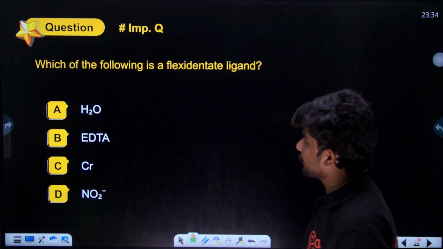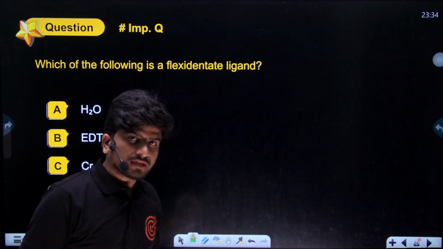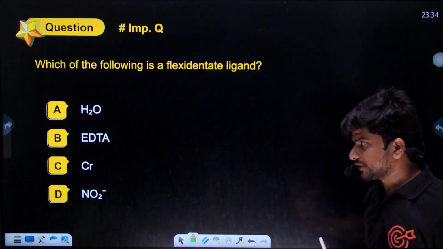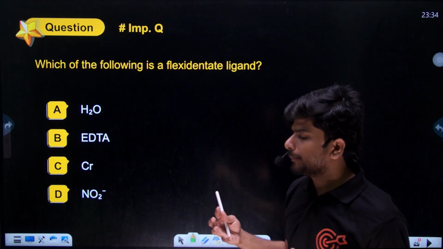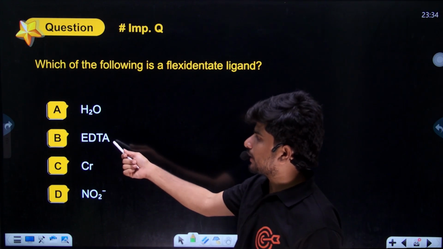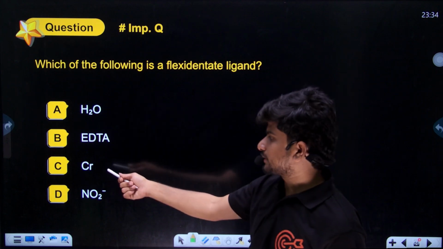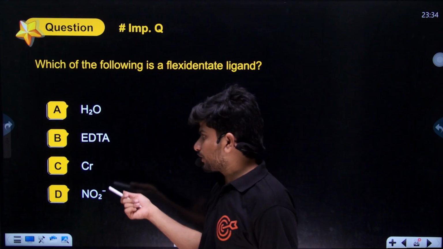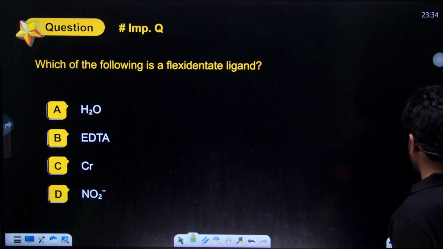Next, which of the following is a flexidentate ligand? Flexidentate ligand is the one which can exhibit different denticities depending on the type of structure it requires. So there are more donating groups in this structure, Na2 EDTA. Your H2O is a monodentate, Cr is a central metal atom, you don't have this. NO2 minus is again a monodentate, so you have EDTA, which is flexidentate.